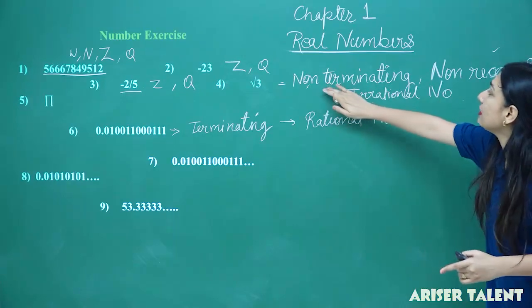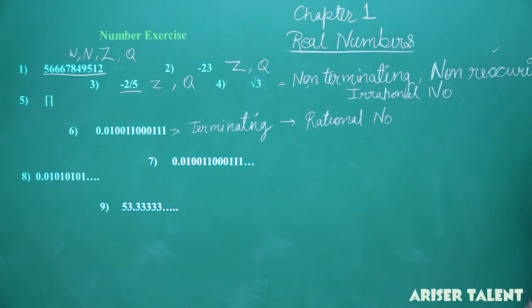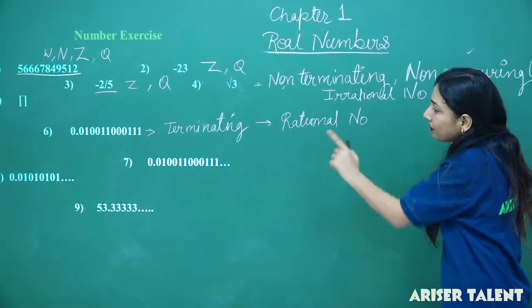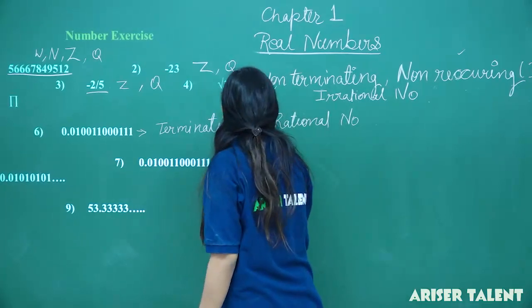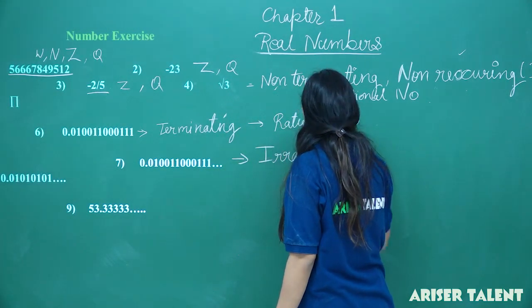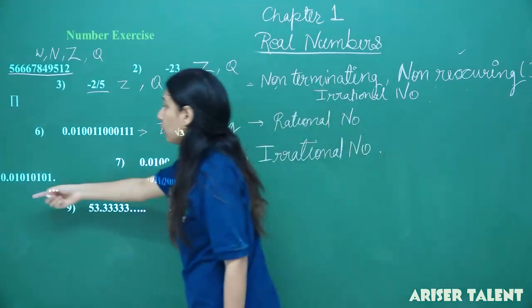For sure it is non-terminating first and then non-reoccurring. So both the things are here. So what will we call it? We will call it irrational. Irrational number. Understood? Now the next one.